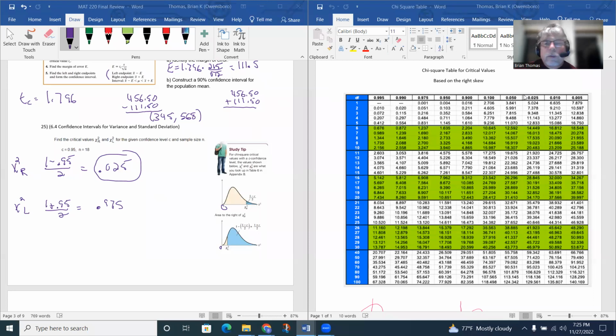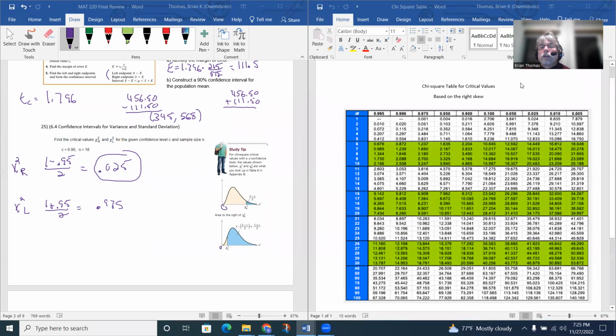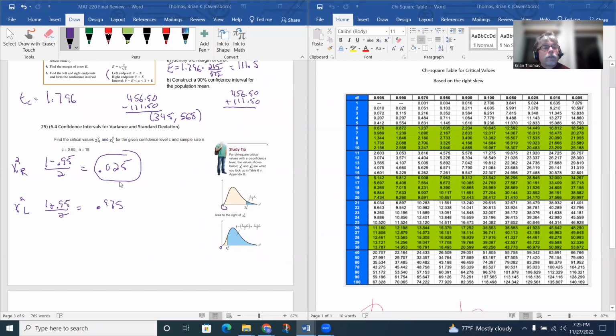So I'll put some of these tables in your folder as well, if you want to print some of these tables out so you don't have to go back and forth. If you want some hard copies of these tables, you can. But this is the chi-squared one here. So to find chi-squared R, we actually have to use this probability here, the 0.025, because that's the area in the curve. And remember, the degrees of freedom is going to be 1 less than 18, so we have to be using a 17. 0.025 and the 17 would give us this 30.191.